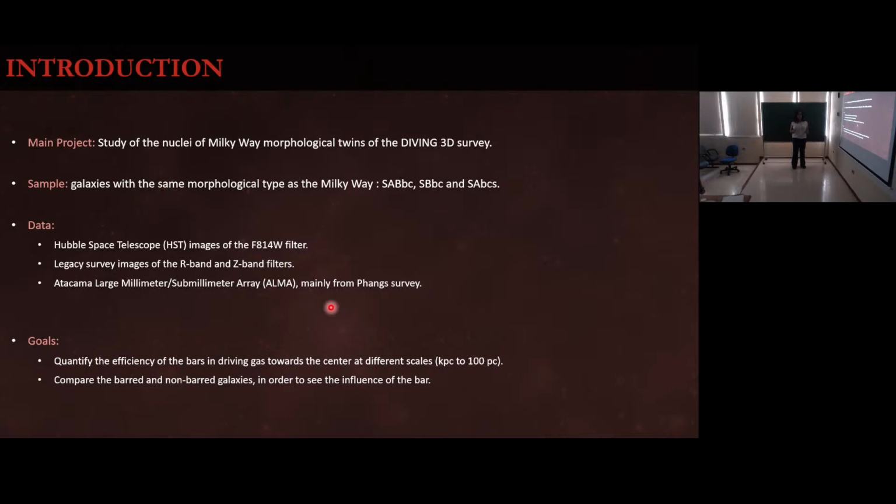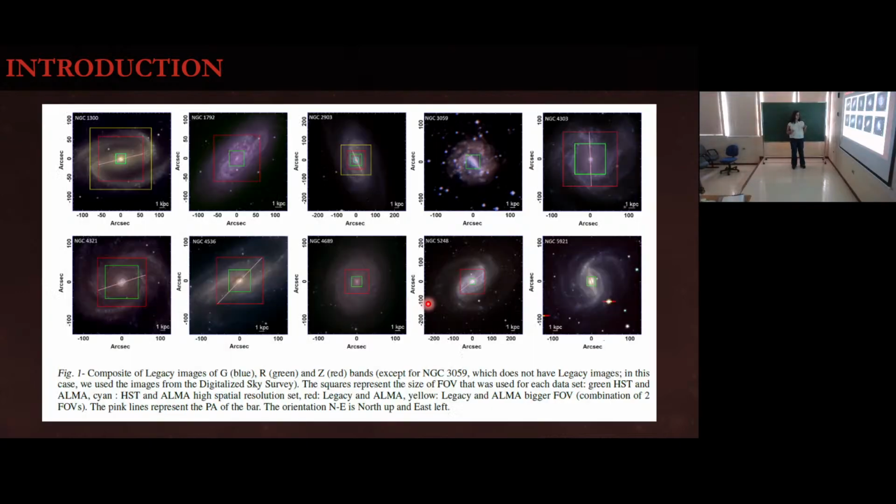And for the gas, in this case, we are studying the molecular gas from the ALMA data, using ALMA data cubes, mainly from the PHANGS survey, their public archive, and the transition is CO(2-1). So, continuing, this is the data.